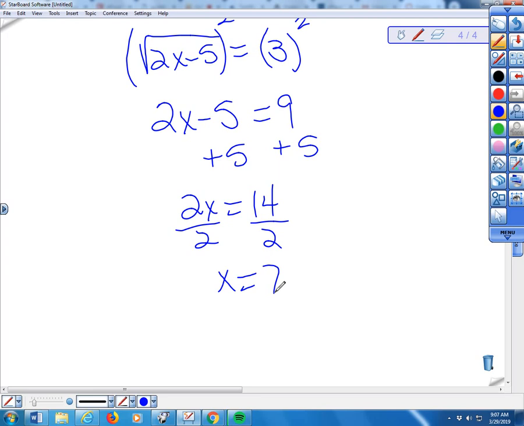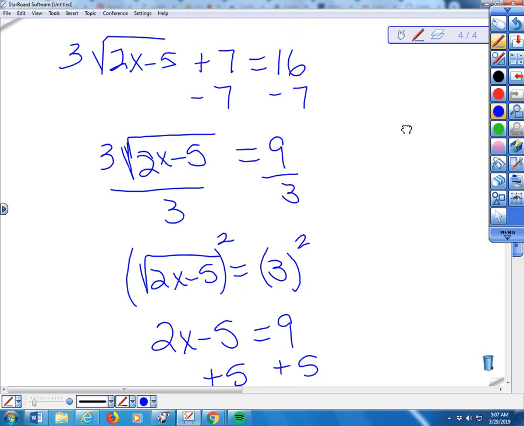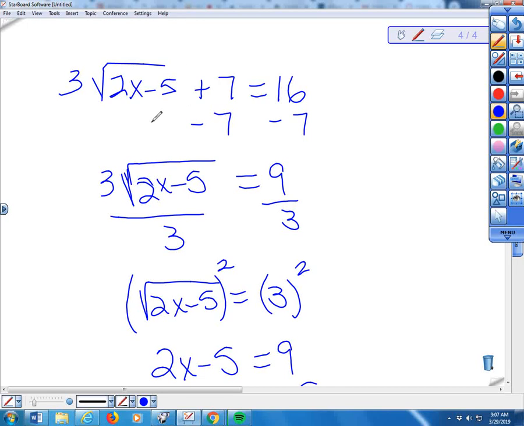So if I put 7 in, I have 14 minus 5, which is 9. The square root of 9 is 3. Let's go to the original equation. I put 7 in as an answer. 2 times 7 is 14, minus 5 is 9. The square root of 9 is 3. 3 times 3 is 9, plus 7 is 16. So I just check it. Plug in your x value.